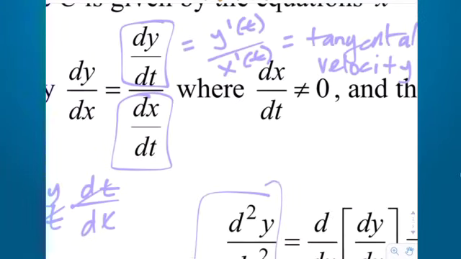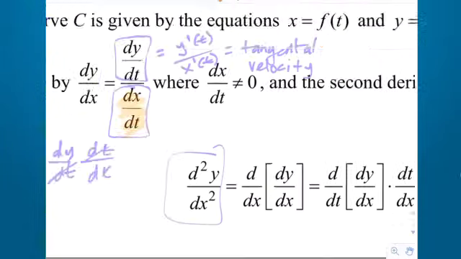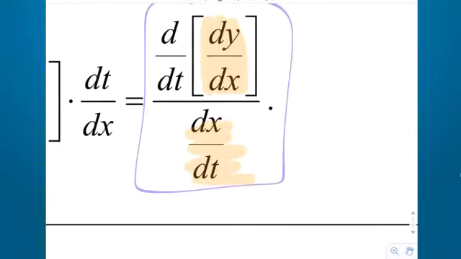Just like over here when we took the first derivative of y, it was the derivative of y with respect to t divided by dx dt. Those might not be ready, but you could try. I just put them in this morning.